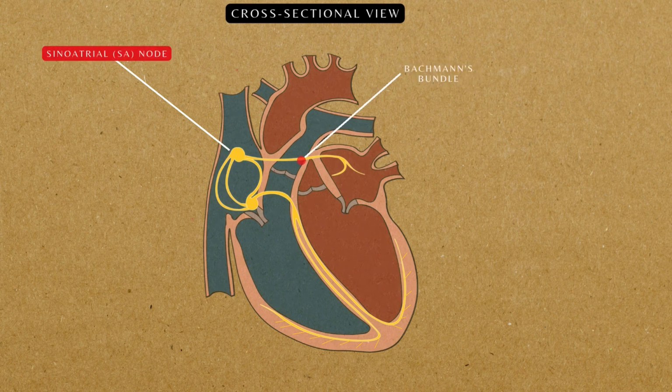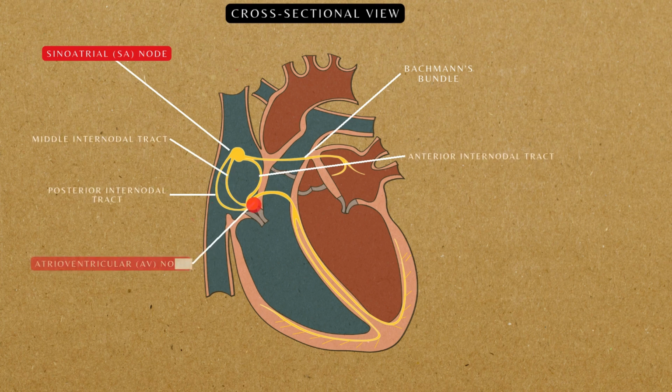Bachmann's bundle. This is a branch of the anterior nodal tract situated on the inner wall of the left atrium. The three main tracts of the right atrium: the anterior, middle, and posterior internodal tracts. These tracts pass through the right atrium, connecting the SA node to the AV node. This is the atrioventricular node, or AV node, located on the posterior-inferior wall of the interatrial septum. The AV node delays the electrical impulse to allow the ventricles to fill.